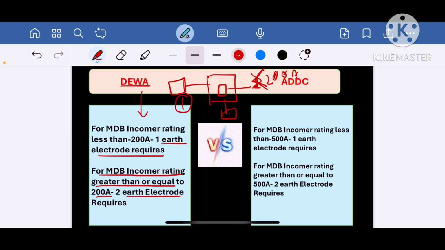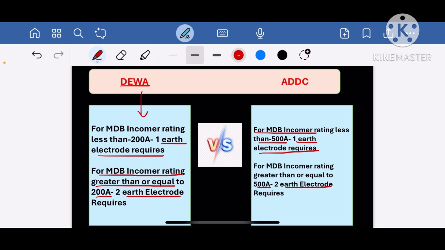As per DEWA regulation, this rule is for 200 ampere incomer of MDB or greater than 200 ampere of MDB. But the same concept in ADDC regulation is that for MDB incomer rating less than 500 ampere, 1 earth electrode required, and greater than 500 for the MDB incomer rating, 2 electrodes required.